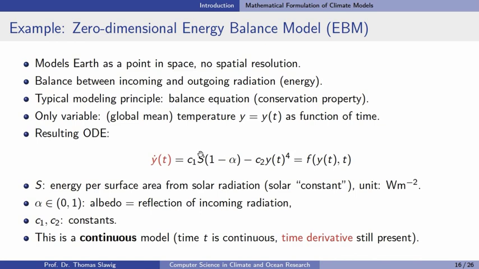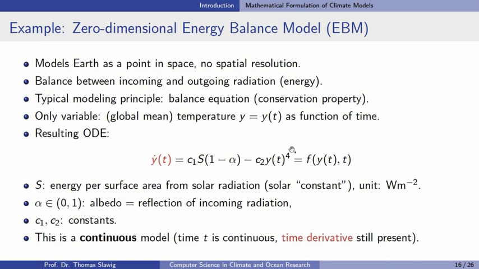And there are some other constants which I don't want to discuss here, because this is coming from a physical property and balance of energy, and there have to be units, and accordingly we have to define some model constants. But this is not the point. This is an example of a very simple climate model. We call this a continuous model because the time is still continuous and the time derivative is still present in the model. So this is more a mathematical object. We cannot put this on the computer directly.